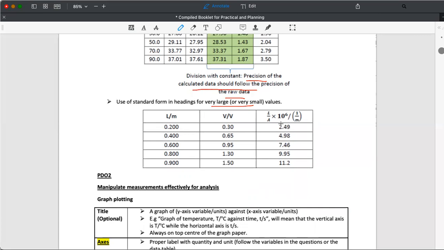So if it's a very big value like this, L over A times 10 to the power 6, then you have to try to actually convert to standard form, so that we can also see the significant figures more closely. You know what I mean?